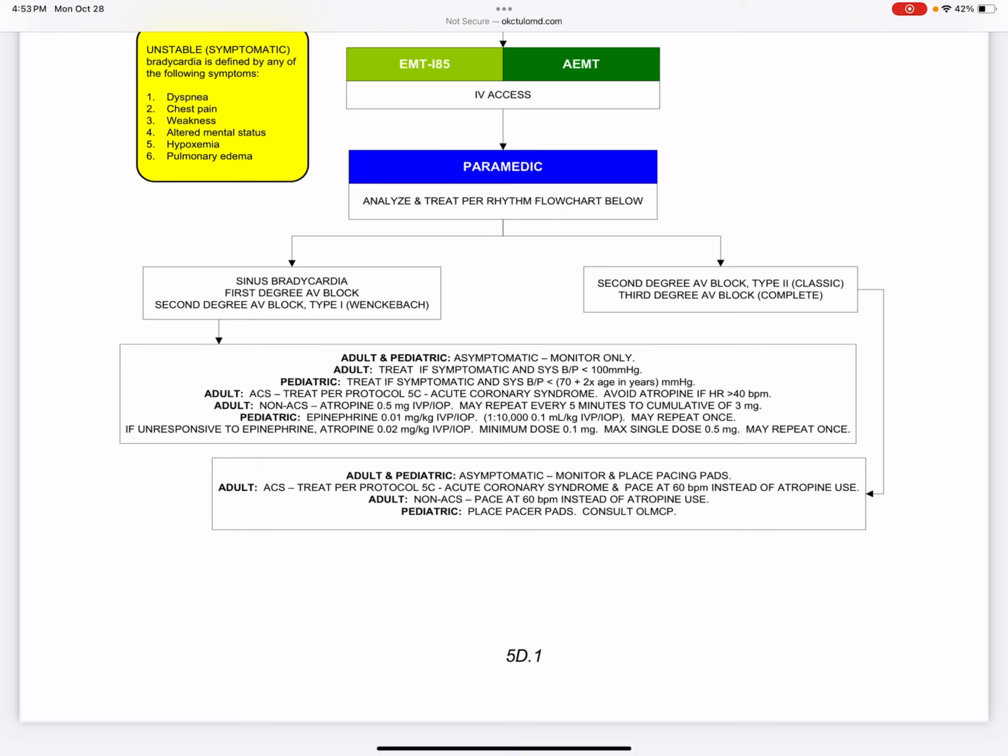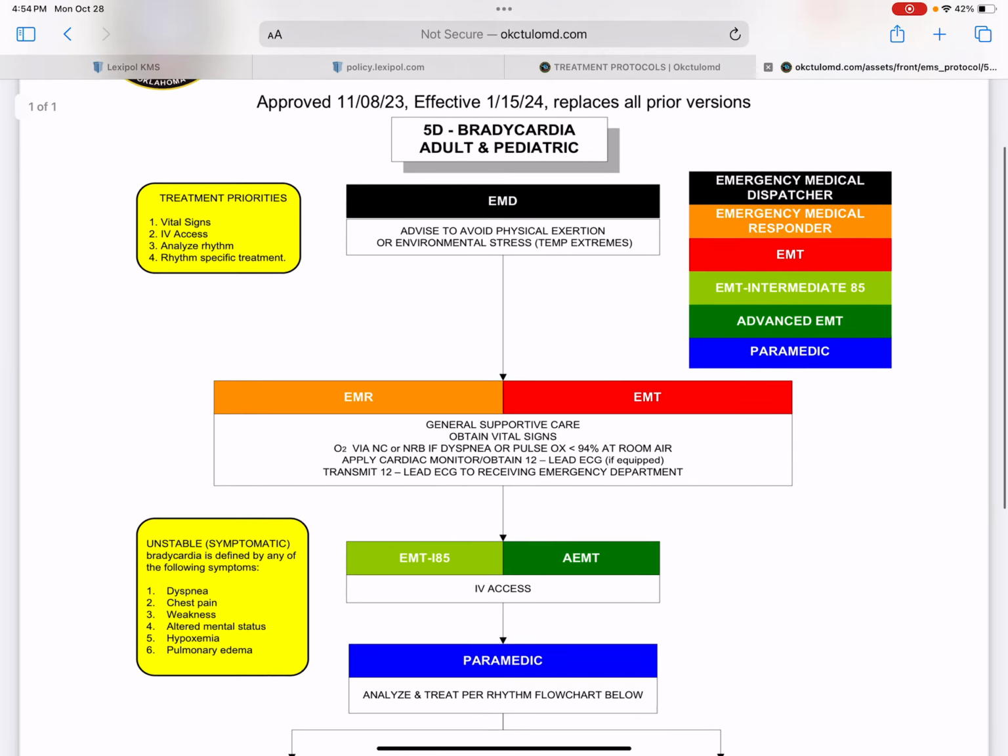And for pediatrics, it just says place the pacer pads and consult online medical control. So we're not going to pace a pediatric patient until we contact online medical control. We'll talk a little bit more about pacing, how to set it up and how to do it, a little bit further on in this section. But this is just the bradycardia protocols.